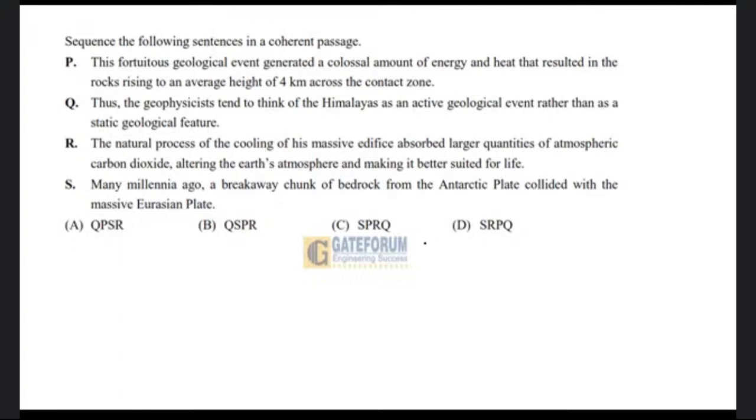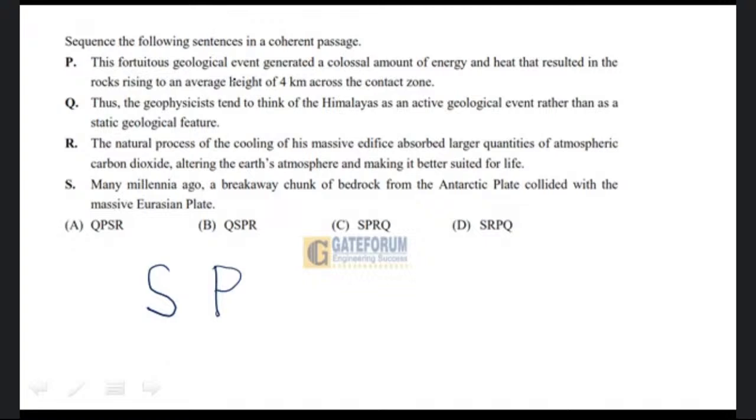Number S: Many millennia ago (millennium, from there it comes millennia), a breakaway chunk of bedrock from the Antarctic plate collided with the massive Eurasian plate. Okay, so you will have to make this into a coherent one. See, the first one would obviously be S. The first sentence has to be S: Many millennia ago, a breakaway chunk of bedrock from the Antarctic plate collided with the massive Eurasian plate. So after that, it must be P.